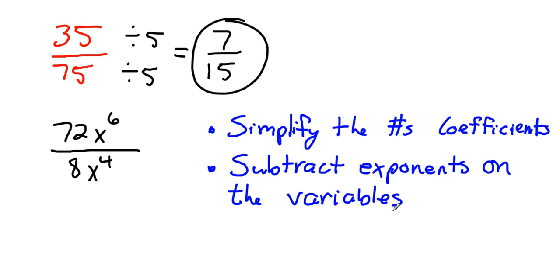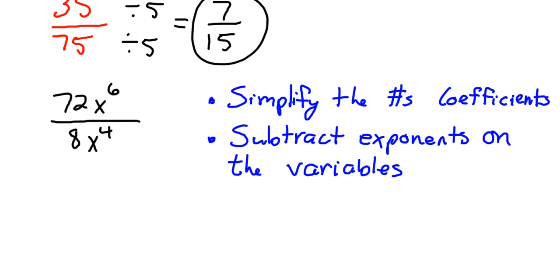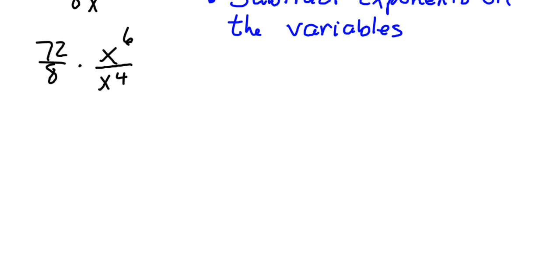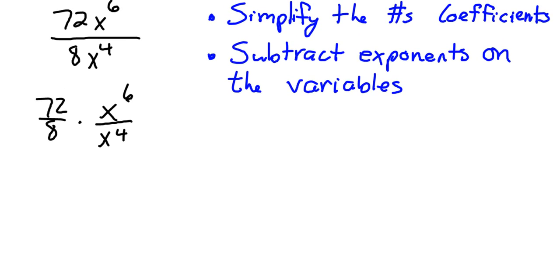Okay, so when you've got something like 72x to the 6th and 8x to the 4th, the first thing I'm thinking is I'm going to break this thing up into two parts. You've got 72 over 8, and you've got x to the 6th over x to the 4th. And if it helps you to put a multiplication in the middle, you can do that, because if you've got things multiplied together, you can separate them out into pieces and put the dot in between to show the multiplication. But again, you're just going to take 72 over 8 and simplify it like it's a regular fraction.